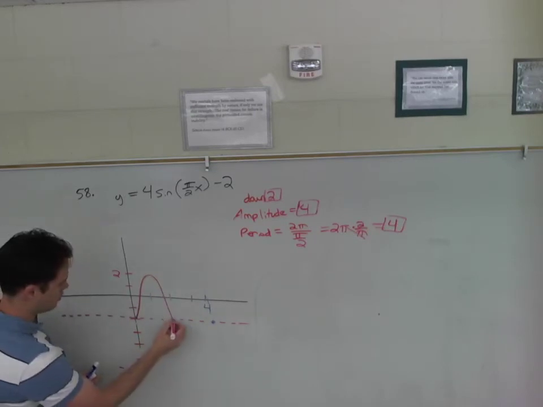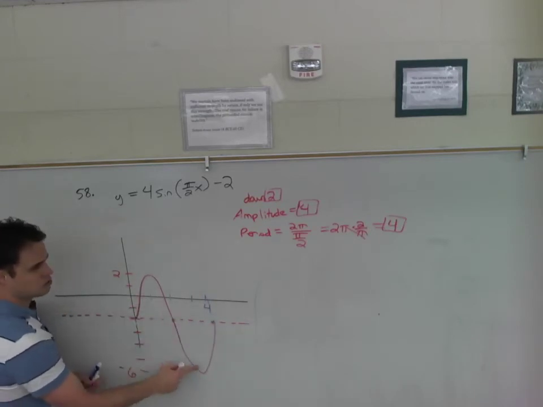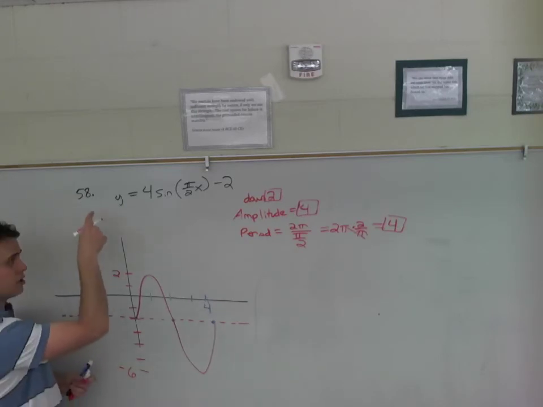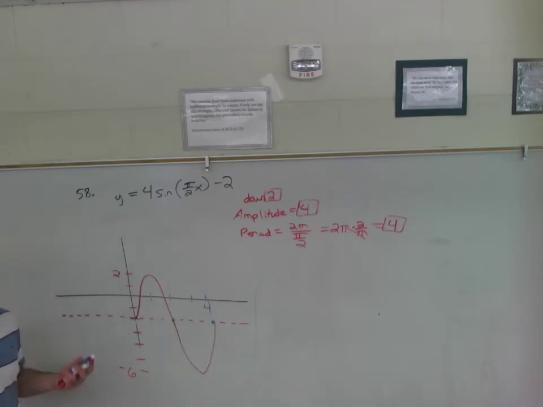And then I'm going to go down to -6. So that this is 4 and this is 4. There's the wave. Does that make sense, Christian? So cosine up, up, down. Sine middle, middle, middle. Decide which way you go and you're done.